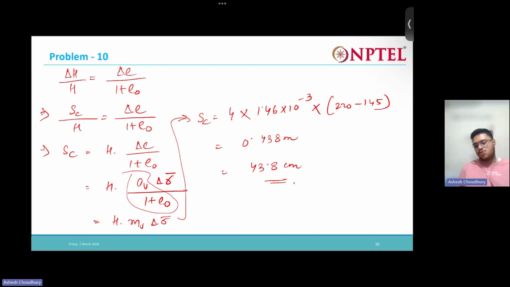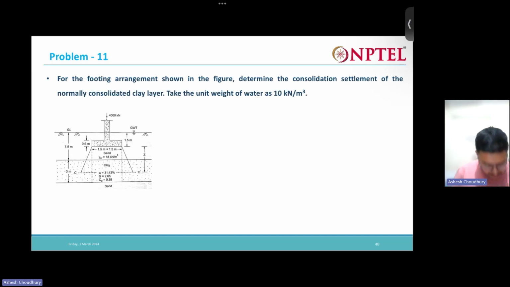Okay. So I hope you understood this. Very simple. Consolidation problems are very simple. Just for those problems where they are making the table and we're calculating the values for plotting the e versus pressure plots, be very careful. That is a little bit confusing. So please practice that, then that will be fine. Otherwise, these settlement calculations are quite easy. Alright. Okay, now let us come to this.